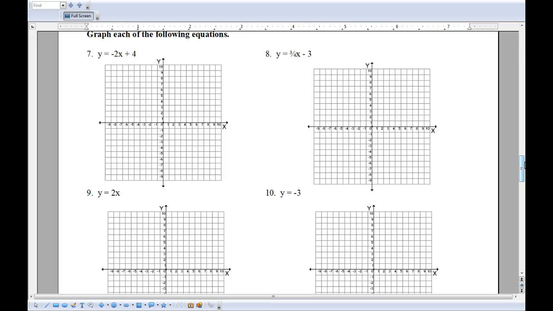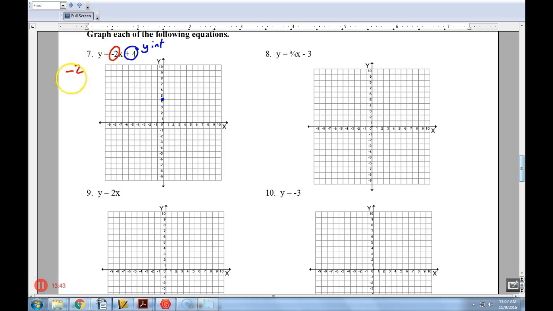Graph the following equations. I'm going to graph using the slope-intercept method if I can get away with it. So remember, this one right here is in y equals mx plus b. So I know this back number is my y-intercept. So it crosses right here at 4. And I know the slope is -2, which really means go down 2, right 1. So down 2, right 1, down 2, right 1, and you're going to get a line that looks something like that.